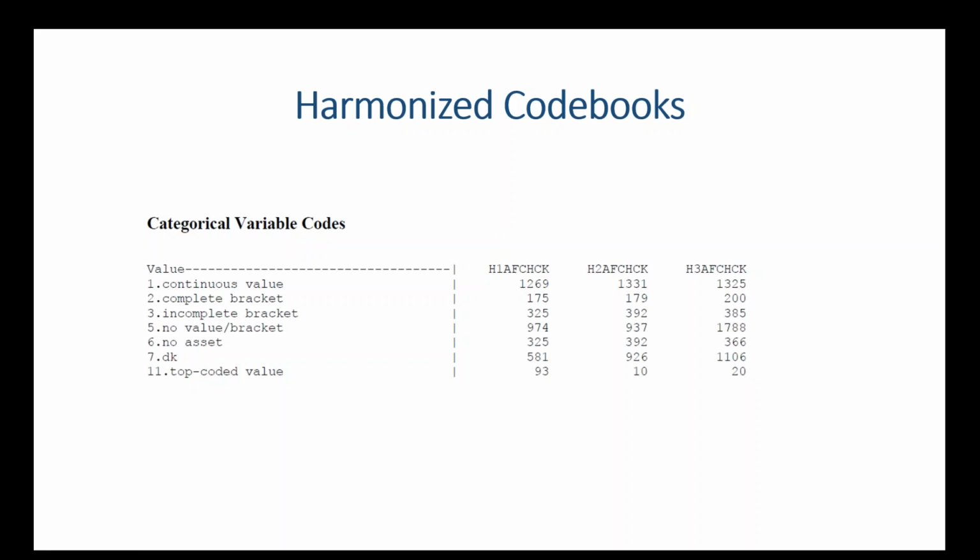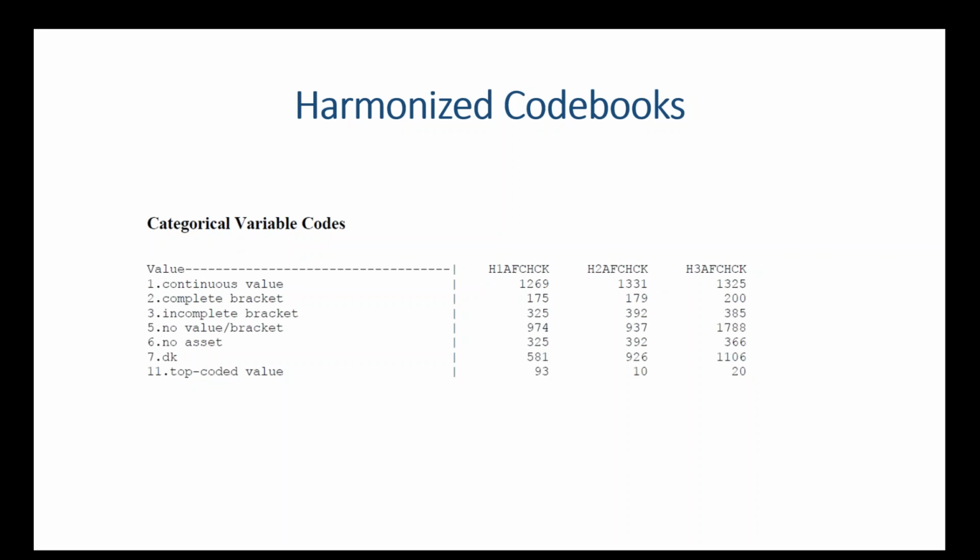So we tell you how that value was obtained. A value of 1 means it's a continuous value, so it was reported. In these cases, the person said, I have a savings account, and this is how much is in it. We also have a complete bracket, which means that it was imputed. So we assigned it a value, knowing that it was between, for instance, 50 and 100 yen. We can also have an incomplete bracket, which means we assigned it only knowing one side of that.